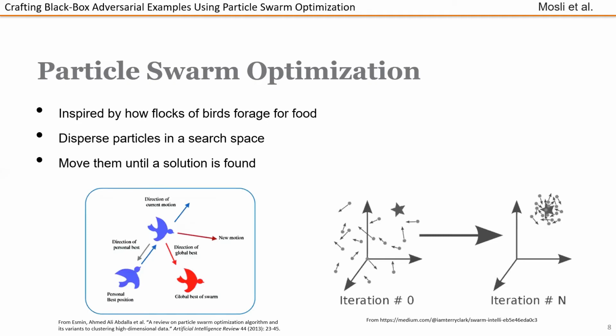In our attack, we use particle swarm optimization to generate adversarial examples. PSO is an optimization algorithm that iteratively improves on candidate solutions based on a specific measure of quality. Using PSO, we can disperse particles in a search space and move them until a solution is found. For each particle in the swarm, movements are determined based on the particle's best position so far, the swarm-wide best position, and previous movements made by the particle. Eventually, the initially dispersed particles converge to an optimum as best found by any of the particles.